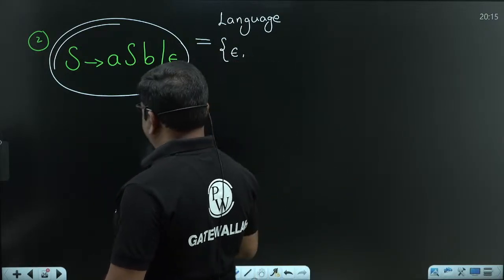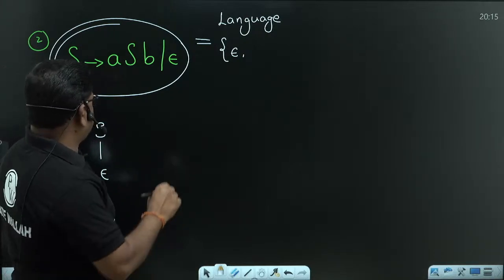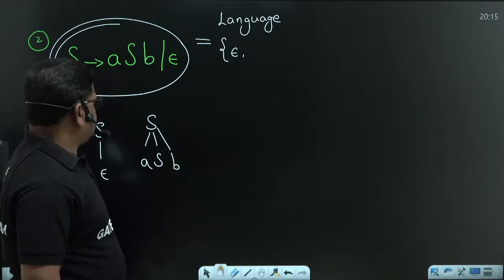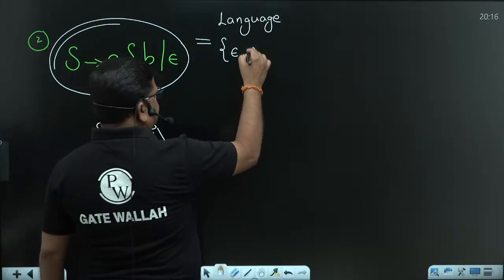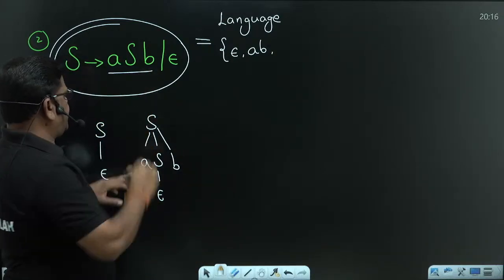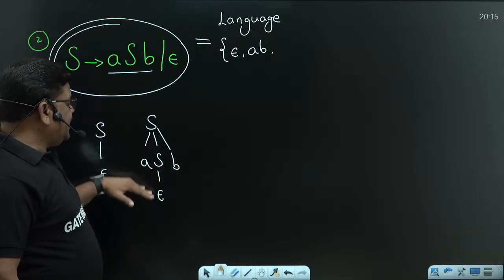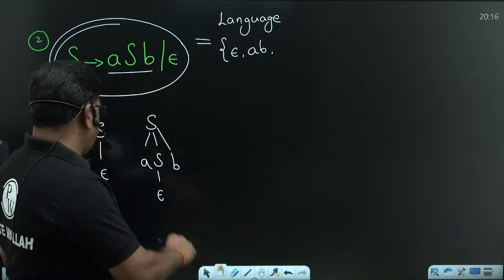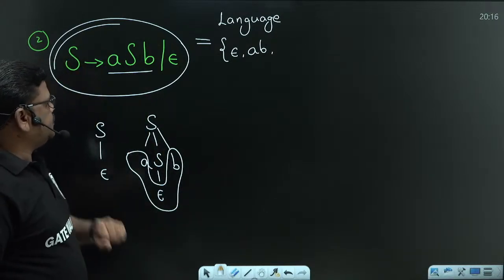First, S replaced by epsilon. Then S is replaced by ASB, replaced by epsilon, then it is producing AB. So S is replaced by ASB, S replaced by ASB, then S is replaced by epsilon. The string is all the leaf nodes. Whenever you read all the leaf nodes, this is the string which is generated here. This is the way.